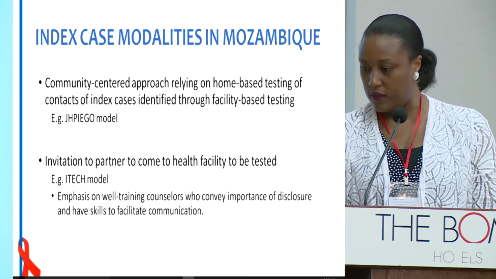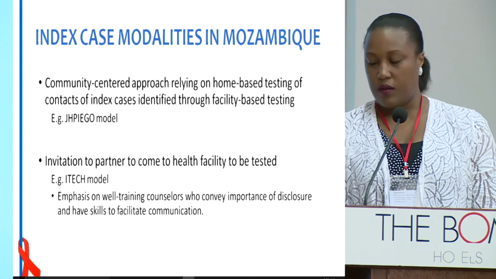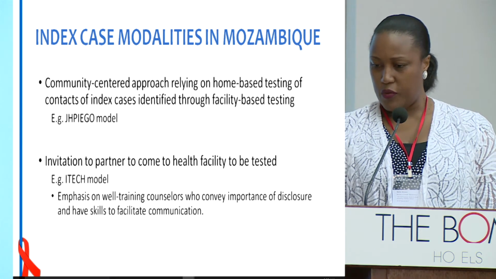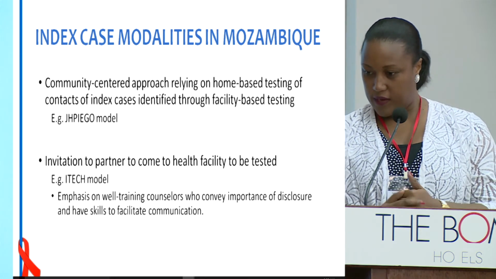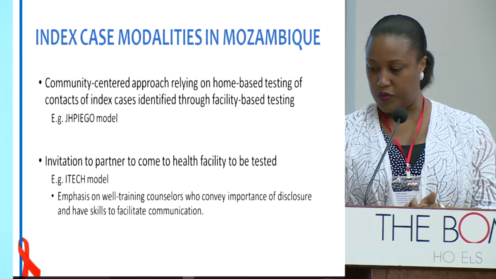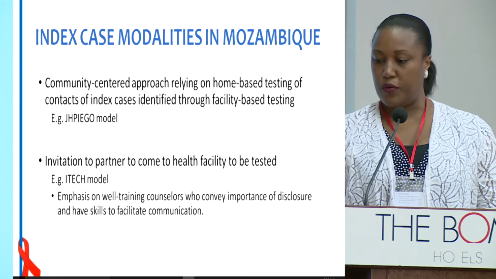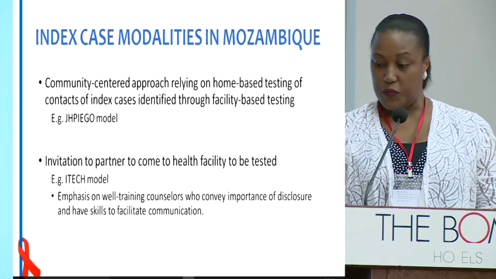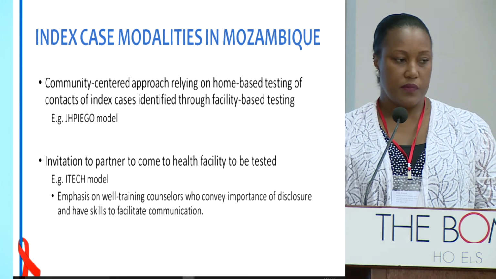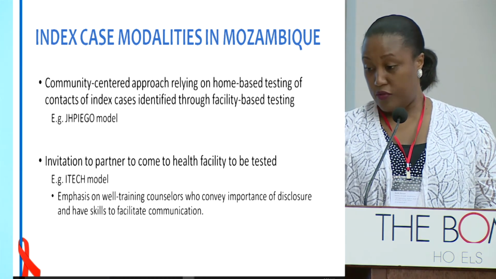As I said at the beginning, we are working with many strategies to find those partners. But now we take two models, one in the community and another in the health facility. In the community, we work with the GPIGO model, and in the health facility with the ITEC model, which are different, but the main objective is to find those partners.